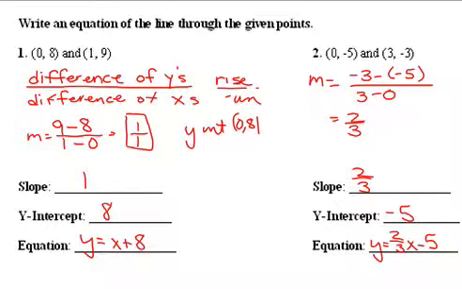Okay, you should have gotten for your slope 2/3. Did you get that? Because we had -3 minus -5. Don't forget, keep, change, change. So I have a +5 and a -3. That's a +2. 3 minus 0 is 3. My y-intercept is -5. So the equation I write is y equals 2/3 x minus 5. Questions?